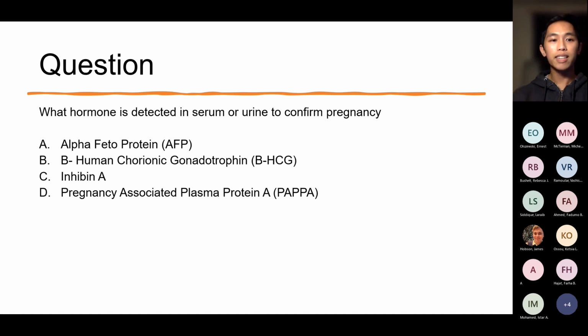So what hormone is detected in serum or urine in a urine test to confirm pregnancy? Yep. So answers in. So the majority of people have gone for B. So in pregnancy, we're looking for the beta HCG to confirm whether or not someone is pregnant.